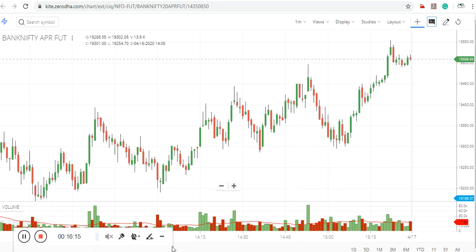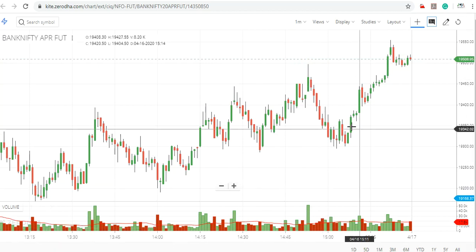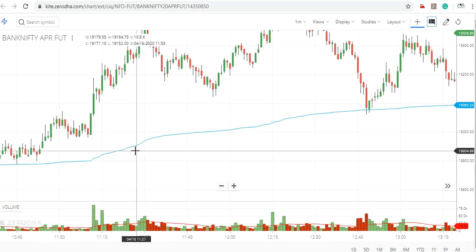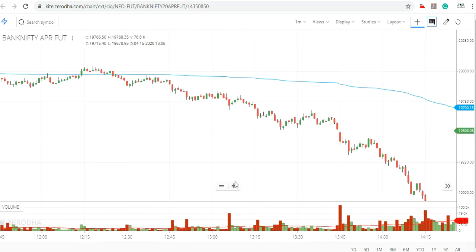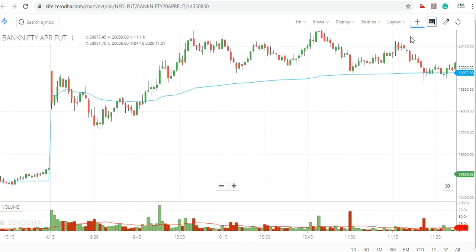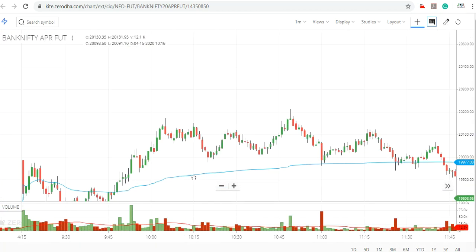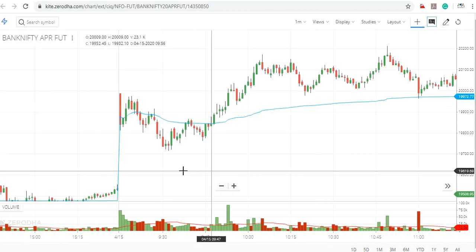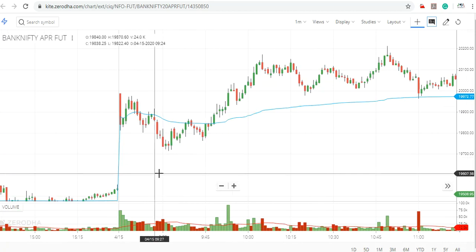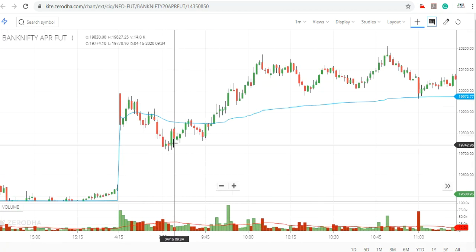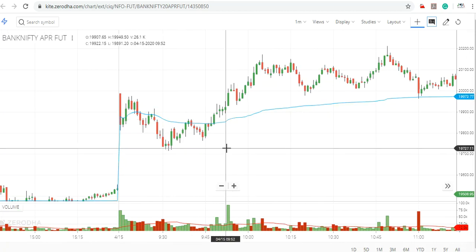Okay friends, clear? I hope it is clear to people how to scalp with a simple technique. If it is below VWAP, we'll scalp only for call. See here, for example, it should be a little big candle. You can scalp here also, call. What is the call?